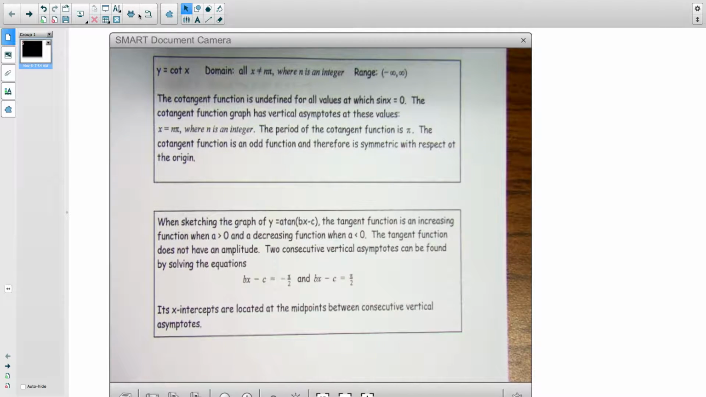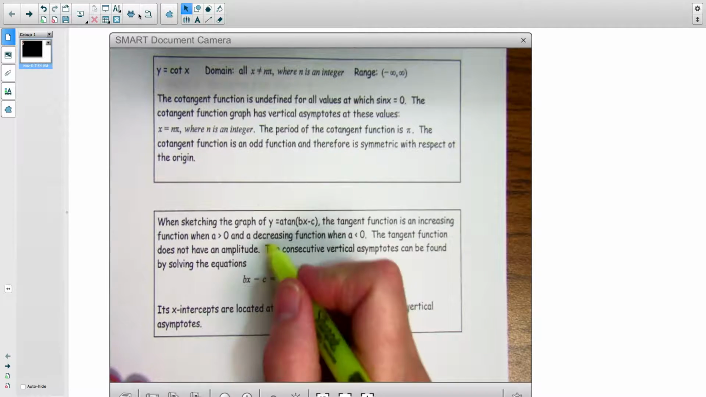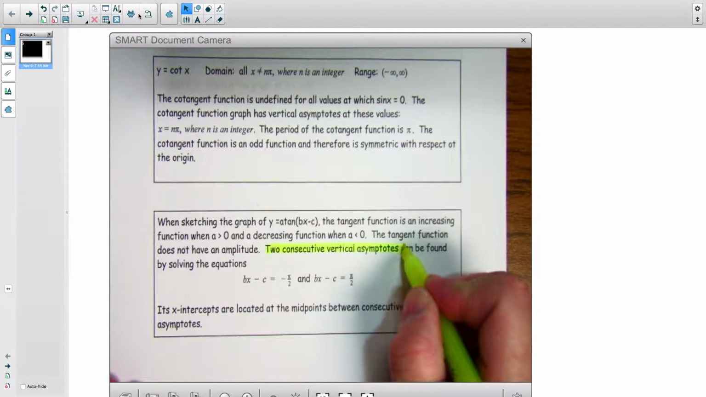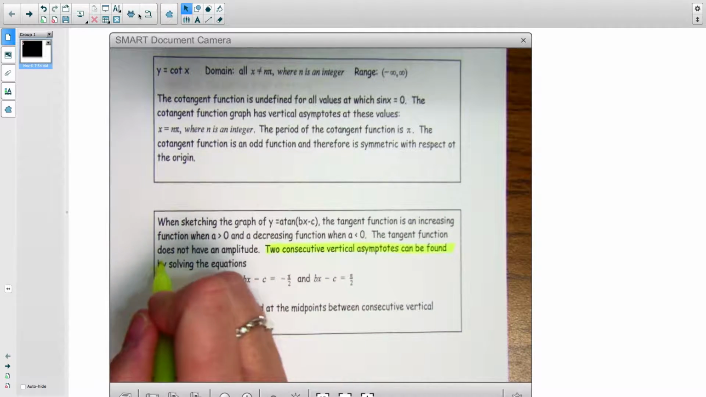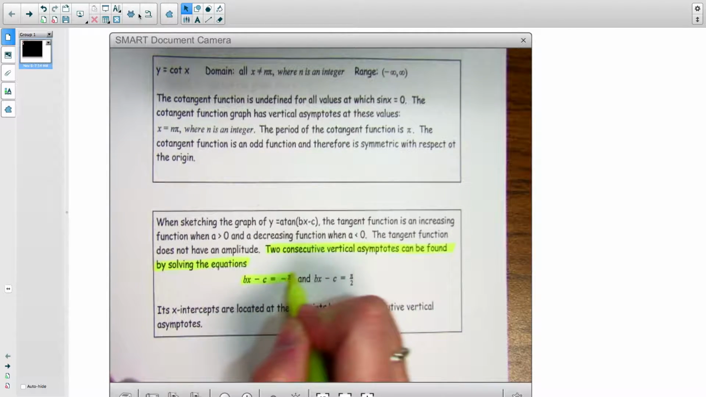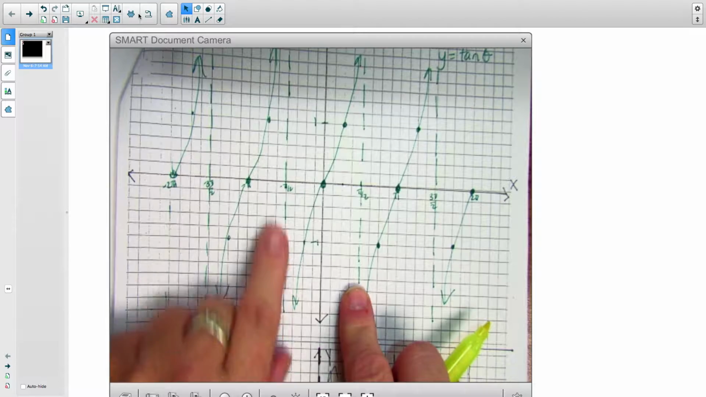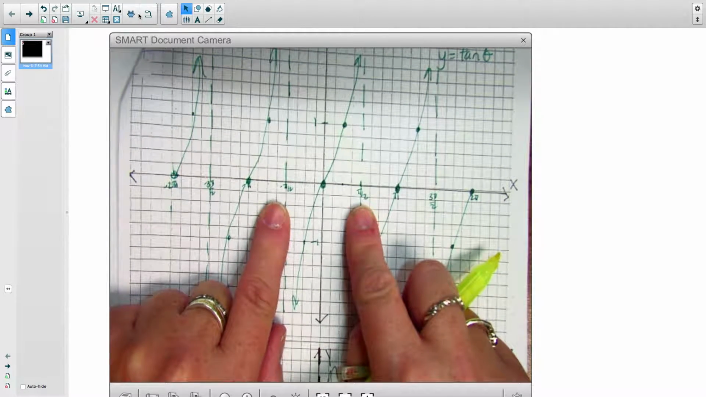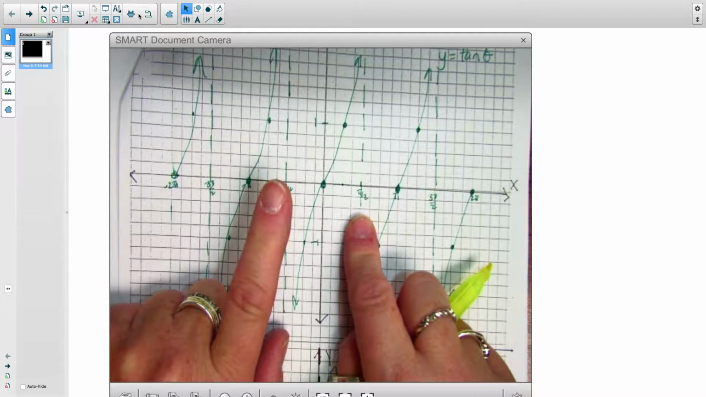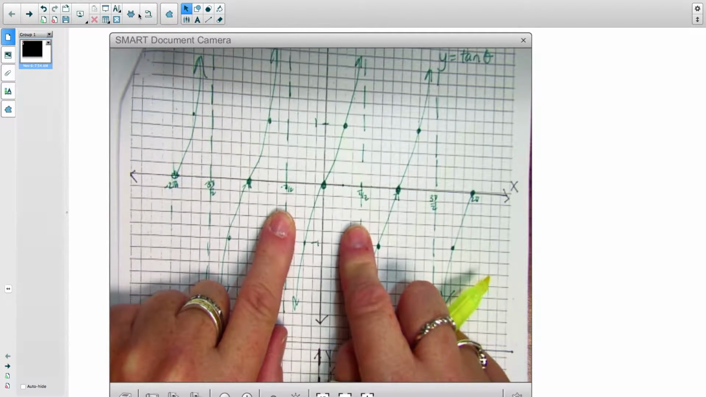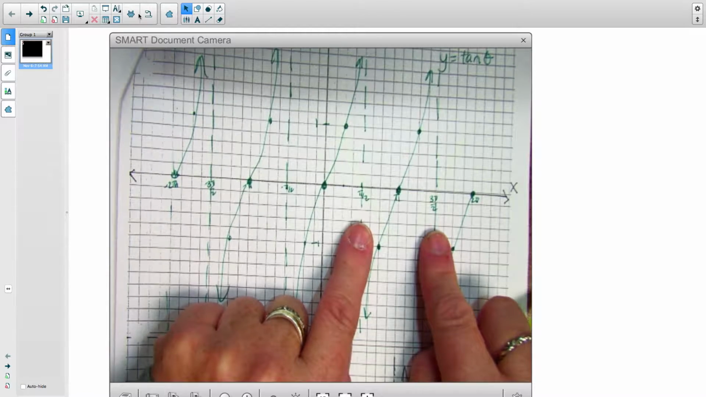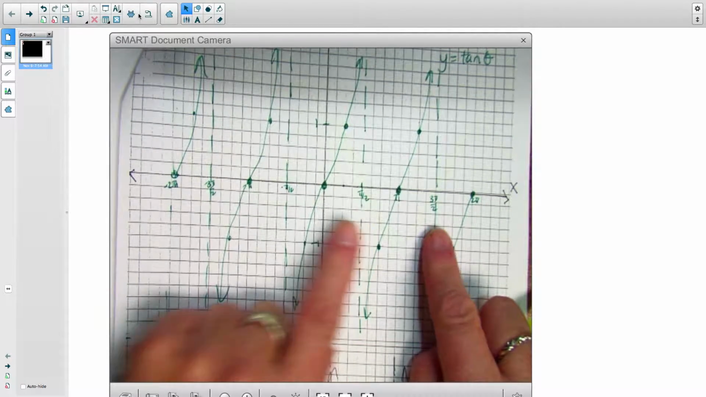Here's the easiest part of graphing these. Two consecutive vertical asymptotes can be found by solving these equations for the tangent. Why did they pick negative pi over 2 and pi over 2 for the tangent? Because in our original graph, our tangent parent graph, its original asymptotes are at negative pi over 2 and pi over 2. Could they have picked these two? Sure. They just picked these two.